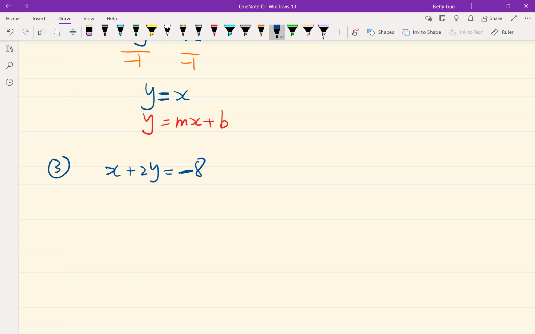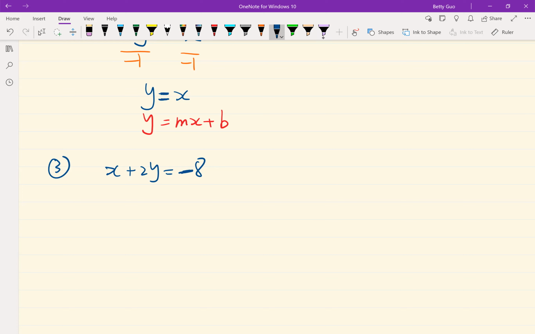Do you have an answer? Write the equation in the slope-intercept form. How do you bring the x over? You have negative x on the right hand side, right? And you divide both sides by 2. And what about this part? You have to bring it down. Yeah. You're right. You just bring it down. 8 over 2 is 4, so negative 4. Yeah, very good. And what's the slope? What's the y-intercept?